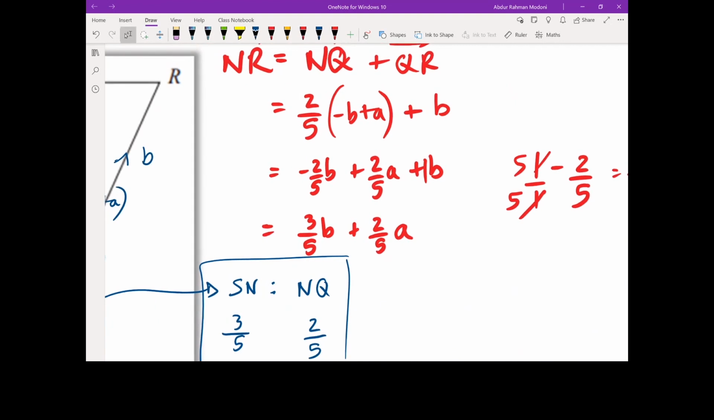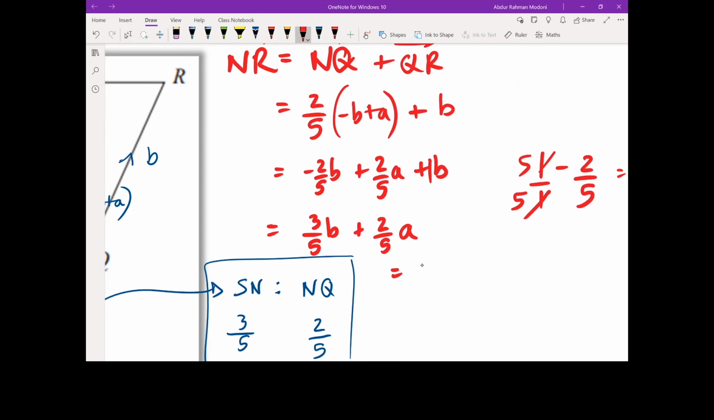Now, one of the important things on vectors we should be doing at the end step is, if possible, factorize it. Can you see what's common in both of them? Not 5, a fifth. 5 would have been if it was 5 on the numerator. 1/5 is a factor. How many lots of those do we have? 3b plus 2a.